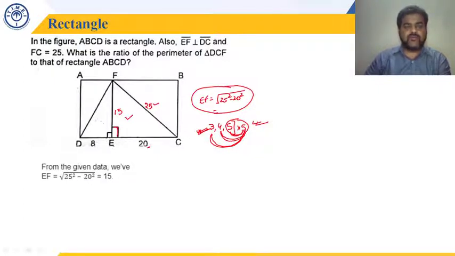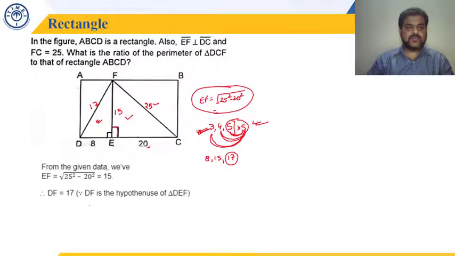Okay. Now we will again apply Pythagoras theorem in triangle DEF. Triangle DEF is also a right angle triangle. In this case, EF is 15 and ED is 8. So what should be the length of hypotenuse DF? Again, you can apply Pythagoras theorem, but if you remember the Pythagorean triplets, 8, 15, 17. So 17 should be this side. So the length of DF should be 17. Okay. Fine. So this much part we have got.